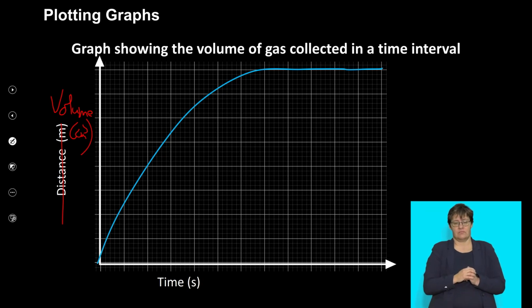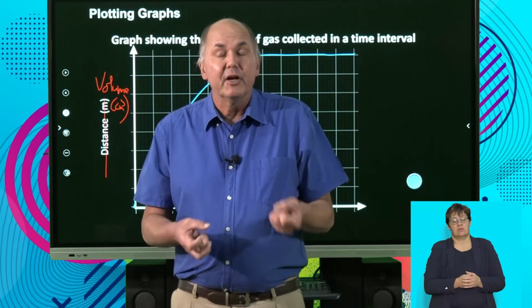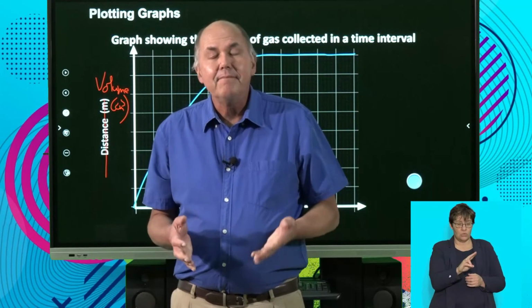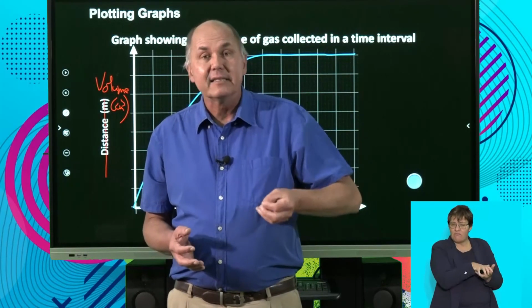And we're just going to correct that. This is the time over which that happens. So if we've got a chemical reaction that's, for example, producing carbon dioxide, we could collect those bubbles of gas and measure the volume against time.